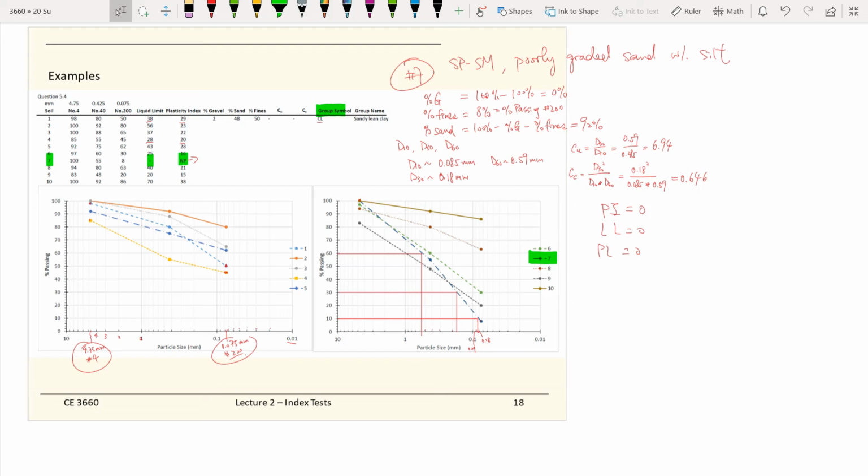But the expectation in the exam is that you need to do it efficiently. It's not that during exams you have an extra 30 minutes to solve one problem. Pretty much I expect you to come up with the group symbol and also the group name in less than 10 minutes, maximum 15 minutes.